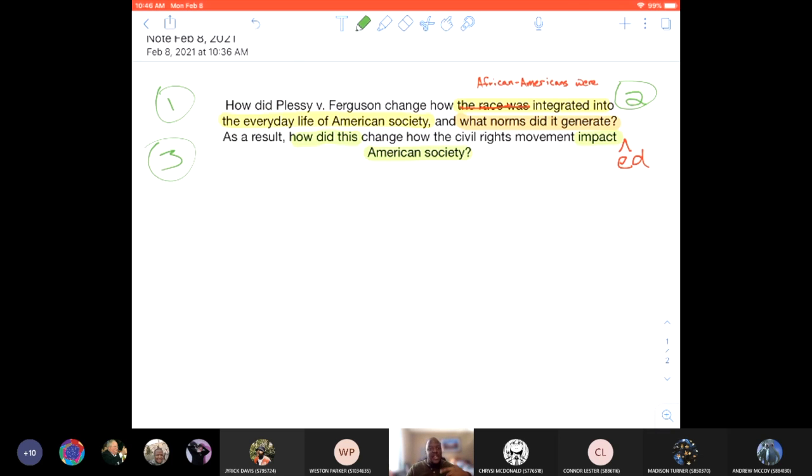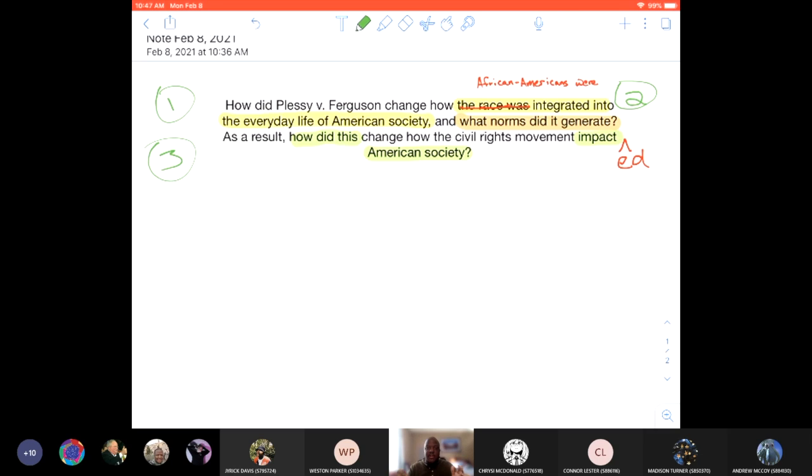What was it like before and what was it like after? So integration before Plessy v. Ferguson was one thing with Reconstruction, and then after Plessy v. Ferguson was another thing altogether. Okay, so how did it change?